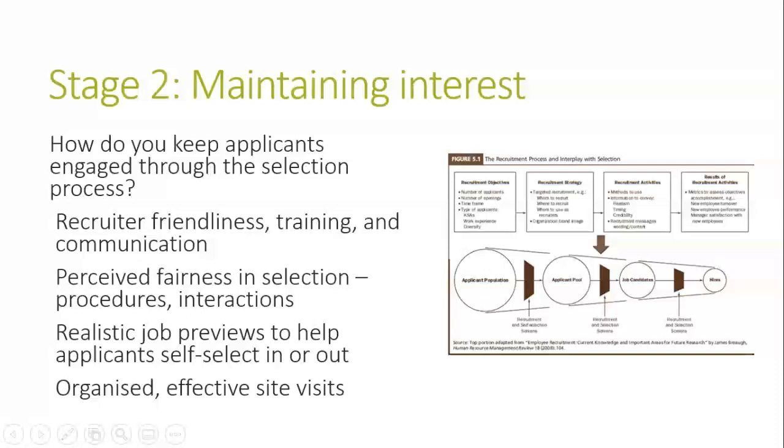A disorganized site visit that doesn't have a clear schedule, where the job candidate is like, okay, so what am I supposed to do now? Like, where am I supposed to go next? What is happening? When that happens, it can really turn off job candidates, especially if they're deciding between multiple options. Then they will be steered to the other options.